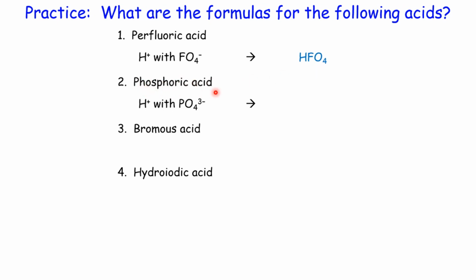Phosphoric acid. So hydrogen ion, and then from phosphoric acid we know the anion has to end with ate, so it has to be phosphate. This is phosphate. Okay, and now is the formula.